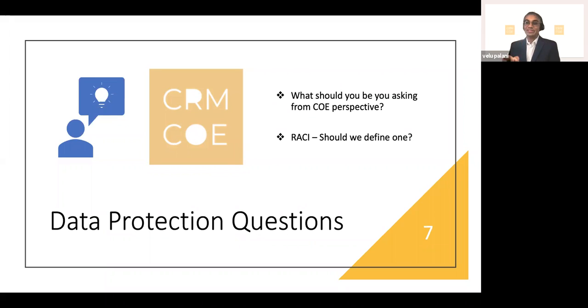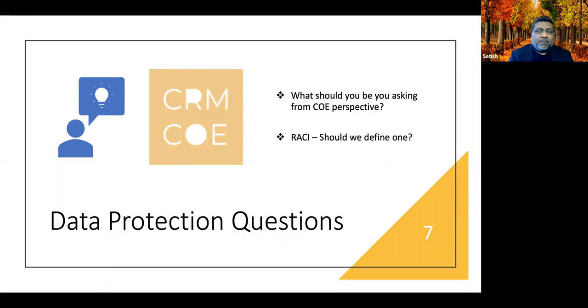I'm talking about data related RACI. Yeah, so this is Satish. I can take a quick stab at that. I'd say yes, I think we need one. I don't think there's a hard and fast rule. Obviously, it's contextual, and it really depends on the org structure and whether certain functions exist.